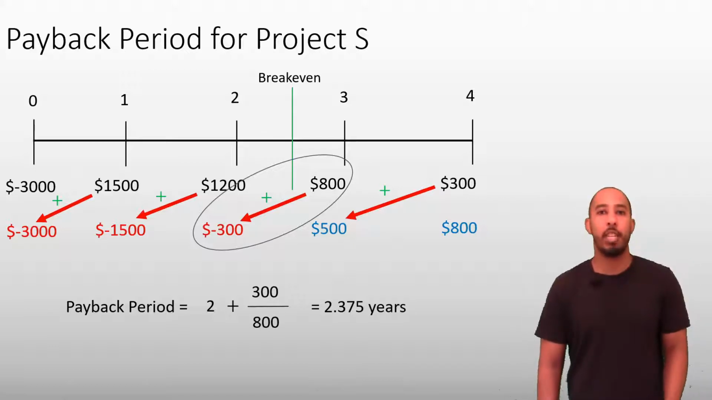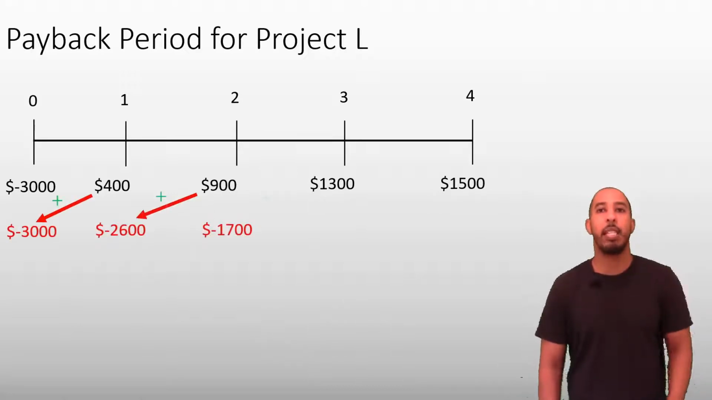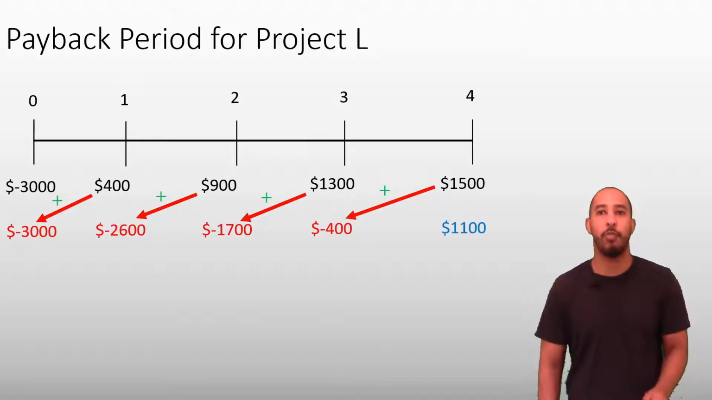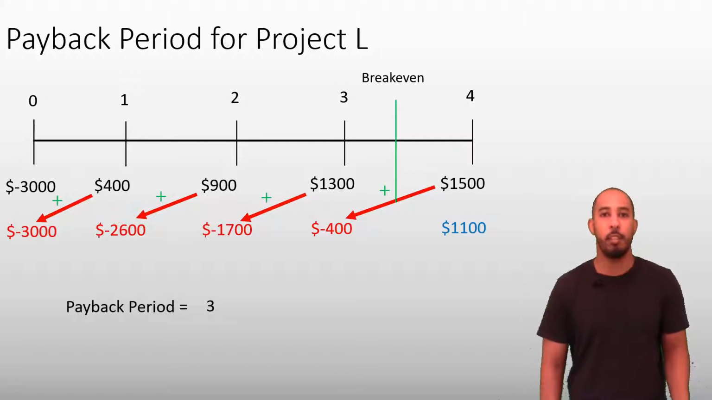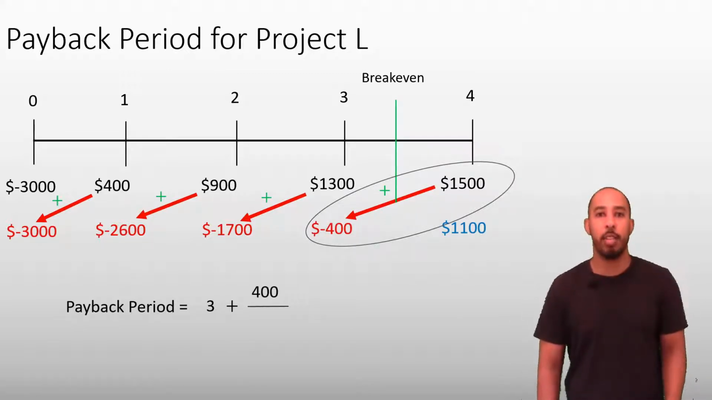We can follow the same procedure to find the payback period for Project L. We'll track the account balances over time and identify the point at which the account balance flips from negative to positive. The break-even point will be somewhere in between. As before, the payback period will be the number of complete years needed to break even, that's 3 years here, plus some fraction. We'll look at the area surrounding the break-even point, and at the top of the fraction, we'll put the amount needed to break even after year 3, and at the bottom will be the amount we receive after year 4, giving us a payback period for Project L of 3.26 years.